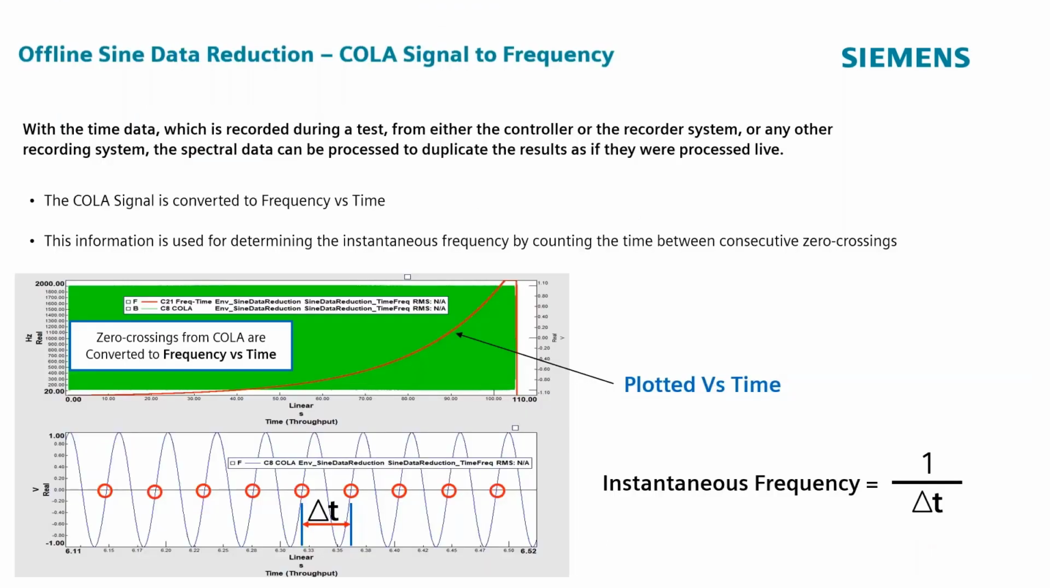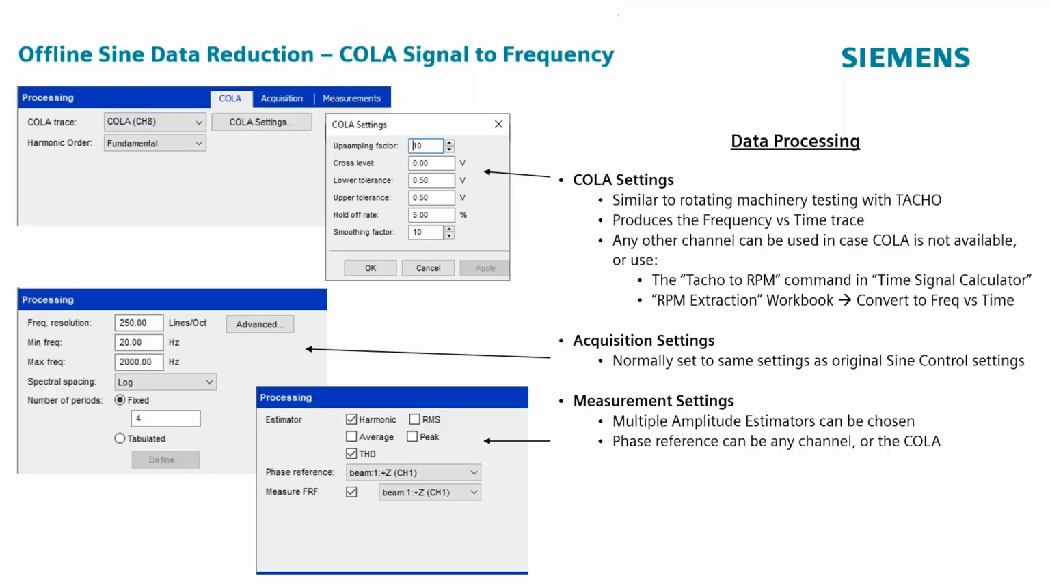So moving on to this offline sine data reduction, essentially what we're doing is we're relying on a recorded COLA signal that we're going to convert into this frequency versus time. Essentially, we figure out what the instantaneous frequency is, and then in the same way, all the other data channels we're processing into this amplitude point versus frequency, like we just discussed. Here are some settings, and we'll go over this in the software, but this is for some notes.